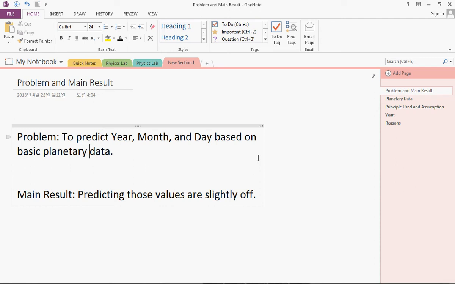Oh, hi, this is my Lab 11, which is the final home lab. So I chose making a solar system based on given data. The problem is to predict date, month, and year based on the basic data. The main result was that I successfully predicted those, but they are slightly off from the real value.